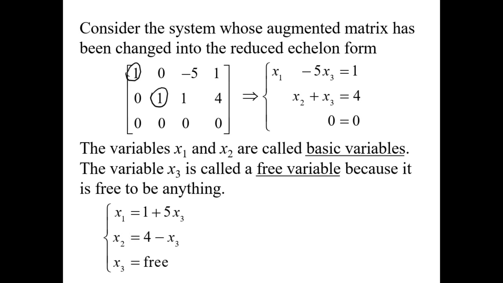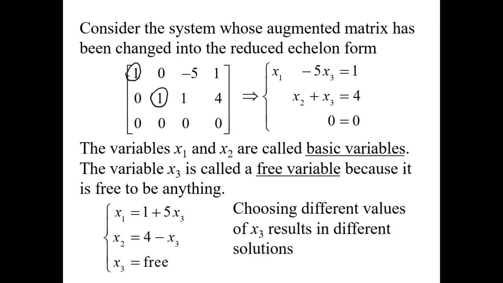Notice that x1 can be written as 1 plus 5x3. x2 can be written as 4 plus x3. And then x3 is, again, I'm going to write the word free there because it can be whatever it wants to be. Notice that this is going to be a situation where there are many solutions. There are lots of solutions here, and we can actually describe all of those solutions. Pick a number for x3, and then these equations will tell you what to pick for x1 and x2.